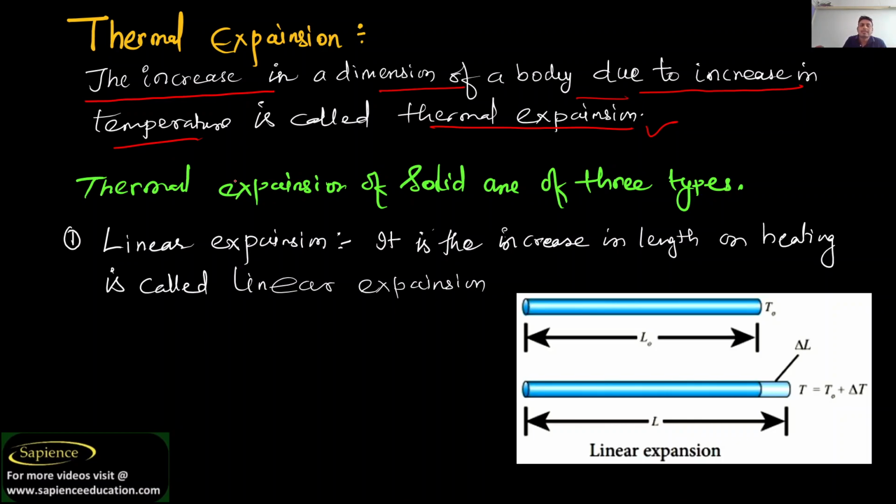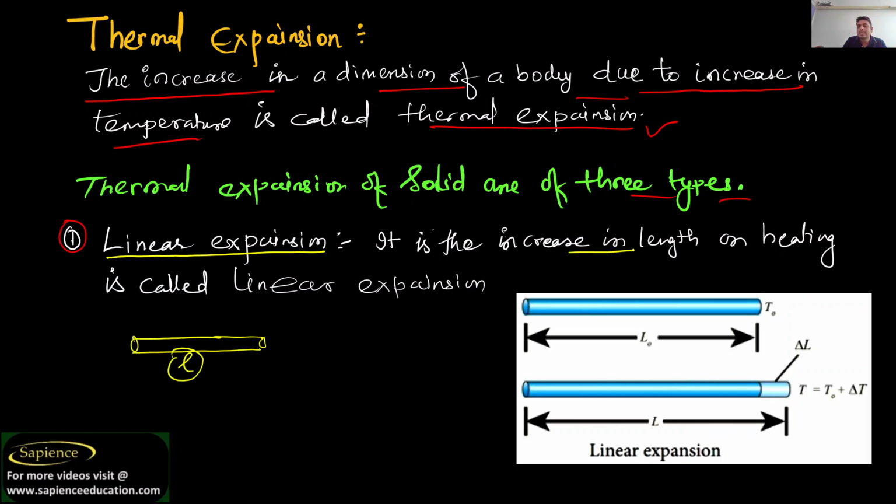Now let us consider that thermal expansion of a solid is of three types. How many types are there? Definitely there are three types of thermal expansion. I will discuss each and every type in an elaborate manner. So let us consider linear expansion. What is actually linear expansion? Linear means what? Length. When we are talking about length, we are considering linear expansion.